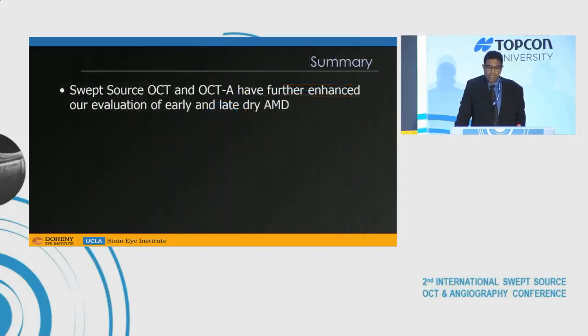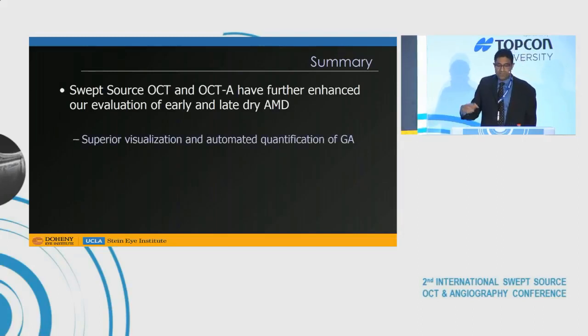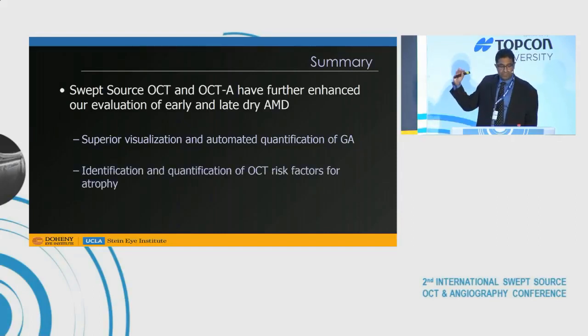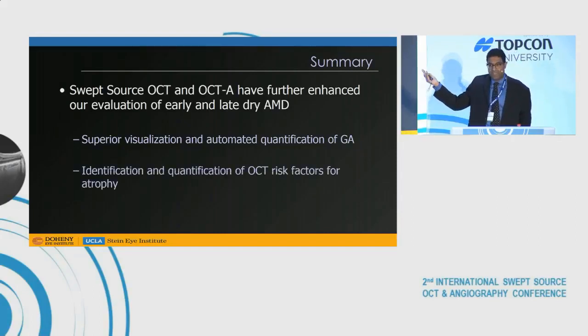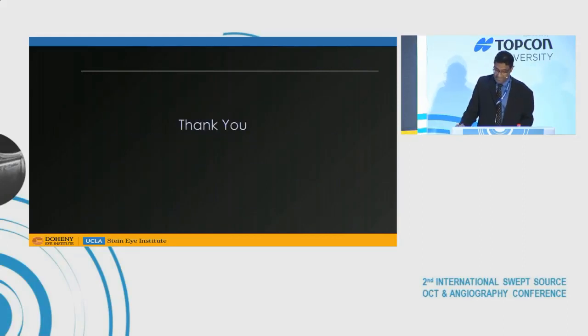So in any event, to summarize, swept-source OCT and OCT angiography have further enhanced our evaluation of early and late dry AMD, giving us better visualization and automated quantification of GA, but also allowing us to identify and quantify some of these risk factors, which I think are really important for atrophy. And I think they've given us new insights into disease pathophysiology and progression. So with that, I will stop. Thank you very much.